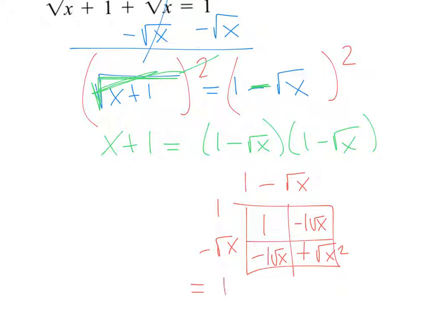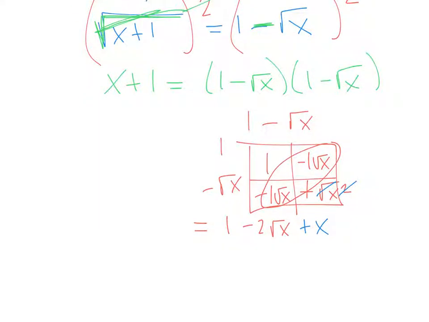I'm going to reduce this now. I will get 1. These will combine into a negative 2 square root of x. And the square root of x squared just is x because the squared and the square root cancel out, so plus x. I'm going to drop down the x plus 1. And now I'm left with a single radical equation. It's a single radical equation because in this equation I only have a radical over here on this side, which is the square root of x.